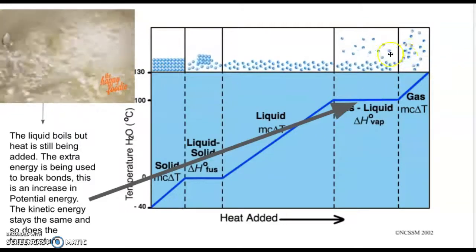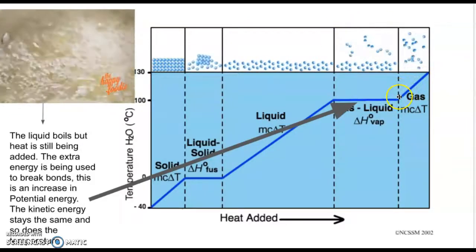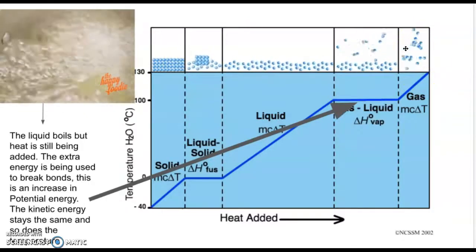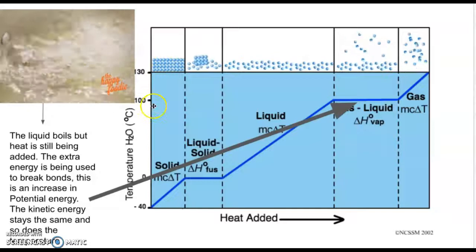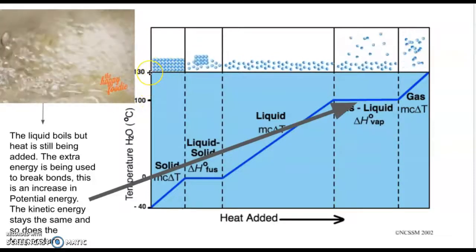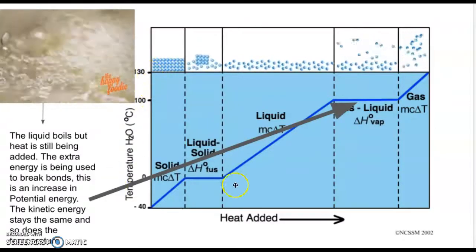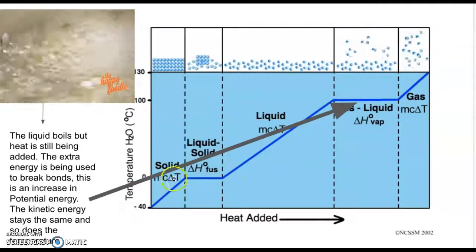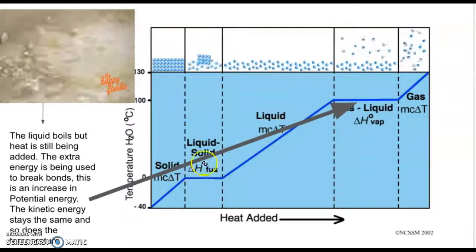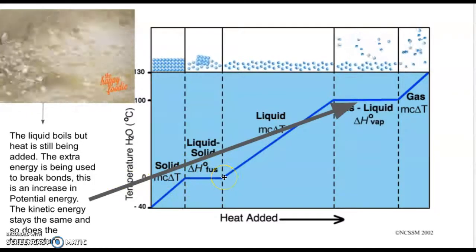And then what you're getting is a gas formed, and then you can continue heating that gas up, and the particles will vibrate more and more and more, and as they're vibrating more, there's more kinetic energy, and you get an increase in temperature. So hopefully that makes sense now. Kinetic energy relates to an increase in temperature. Potential energy relates to no increase in temperature and a breaking of the bonds.